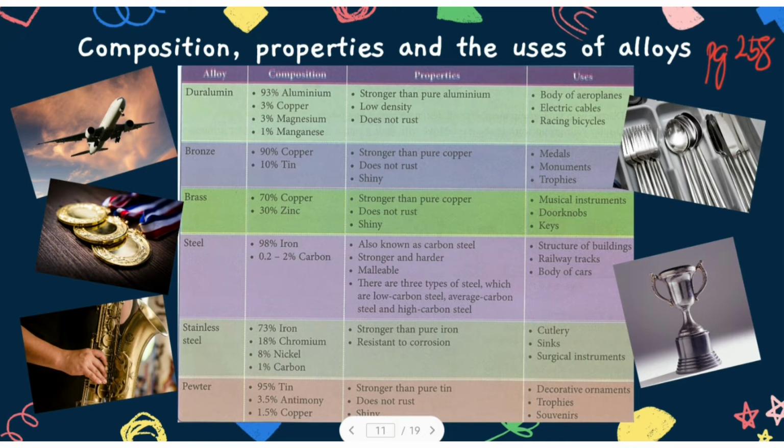Okay, first we have duralumin. Duralumin is made of aluminium, copper, magnesium, and manganese. The properties: duralumin is stronger than pure aluminium, low density, and does not rust, tidak berkarat. So what are the uses? Body of aeroplane, electric cable, racing bicycle. Bronze, gangster.